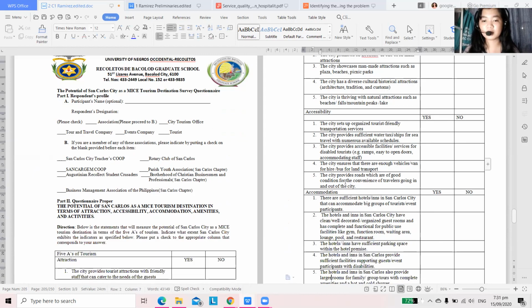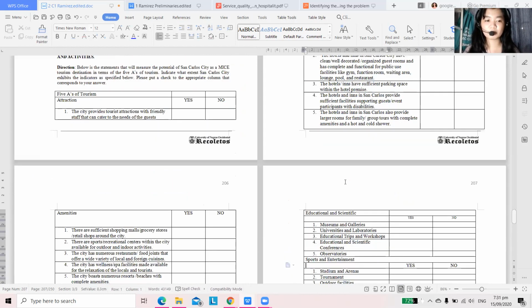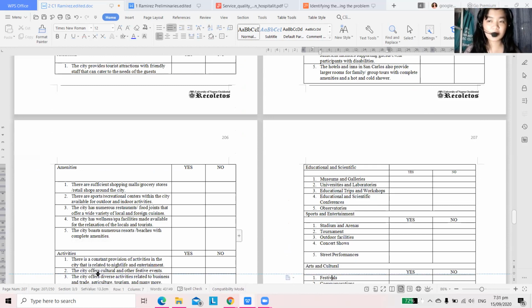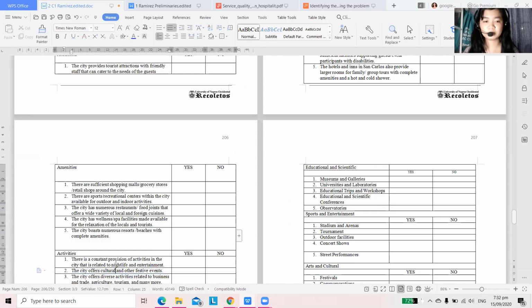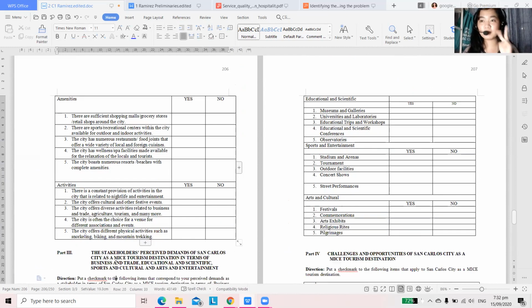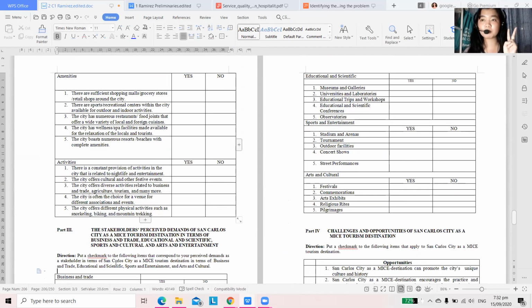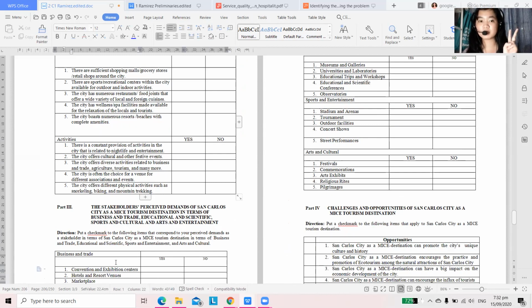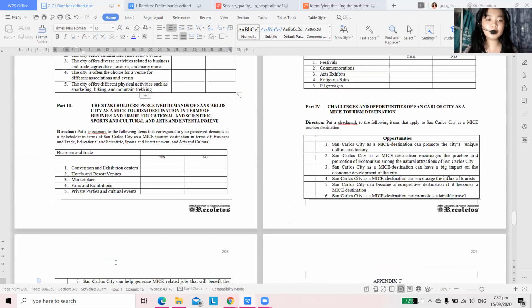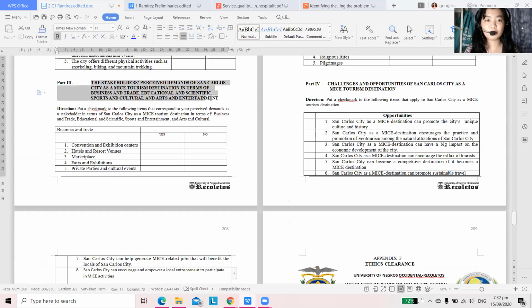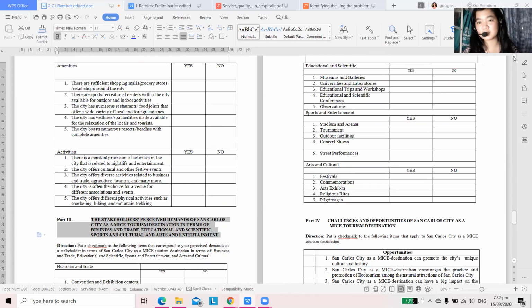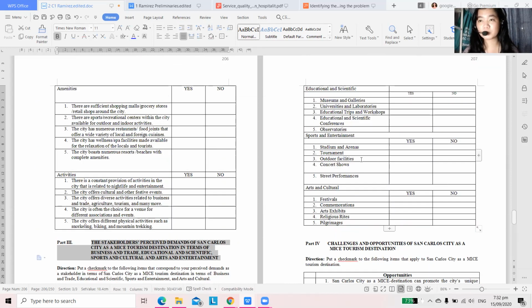Accommodation, amenities, and activities. Next question: the second question in my statement of the problem, what is the perceived demand of stakeholders when it comes to business and trade, educational and scientific, sports and cultural, and arts and entertainment. So I also make another set that answers this question. Here is the business and trade, yes or no only. These are what they perceive or want to see in San Carlos City: educational, scientific, sports and entertainment, and arts and cultural. So just yes or no.